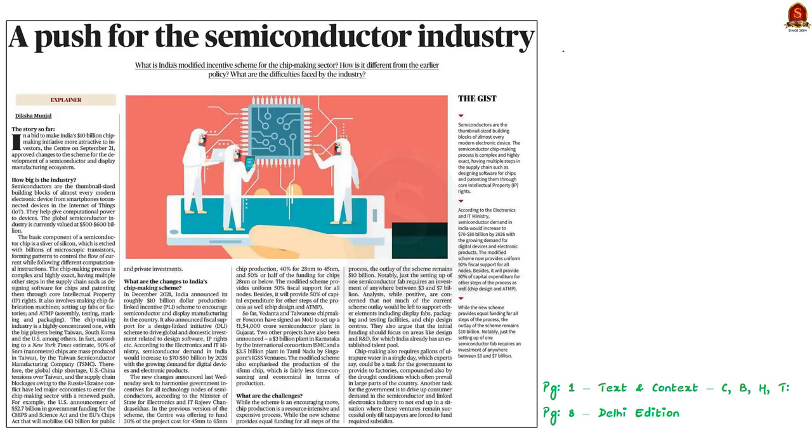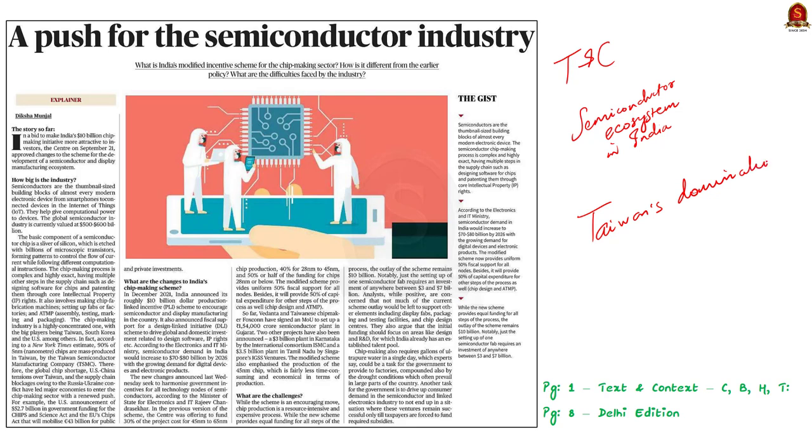Have a look at this text and context article. This article reports about the changes made to the scheme for the development of semiconductor and display manufacturing ecosystem in India. This is the crux of the news article given here. In this context, let us discuss what are semiconductors. Then we will see about the reasons why Taiwan is solely dominating global semiconductor production. We will also see the changes made by the Indian government to the scheme for the development of semiconductors in India. And finally, we will cover the specific challenges that are faced by the semiconductor industry in India.